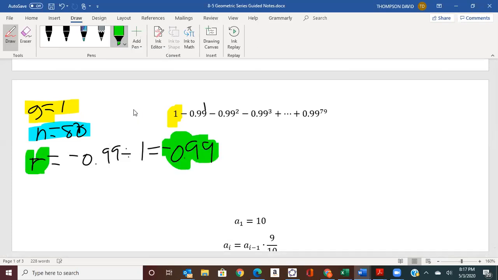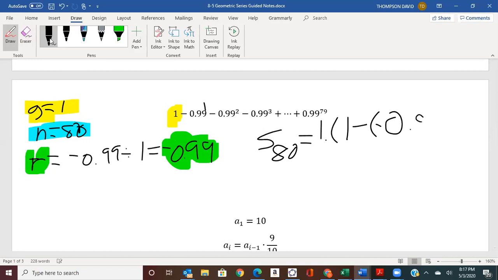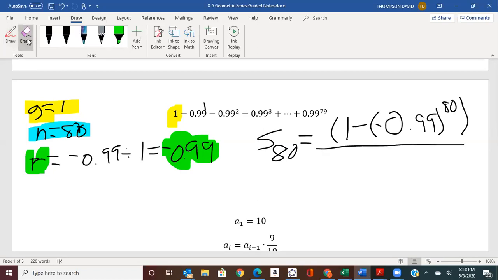Now we just plug into our formula, and we're going to use a calculator. So I'm going to say S80 equals 1, parentheses, 1 minus negative 0.99 to the 80th power, all that over 1 times 1 minus negative 0.99. From here, it's a calculator problem, so I'm going to use my favorite calculator, GeoGebra.